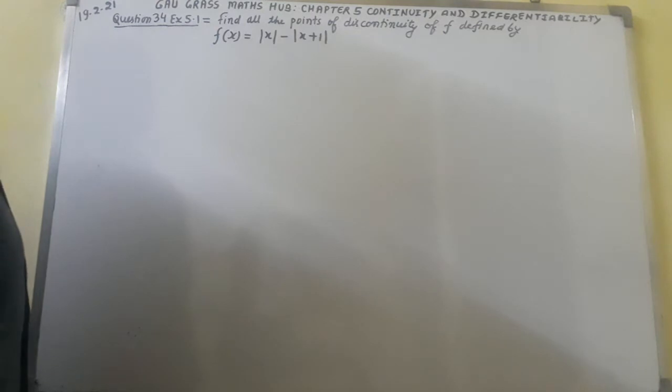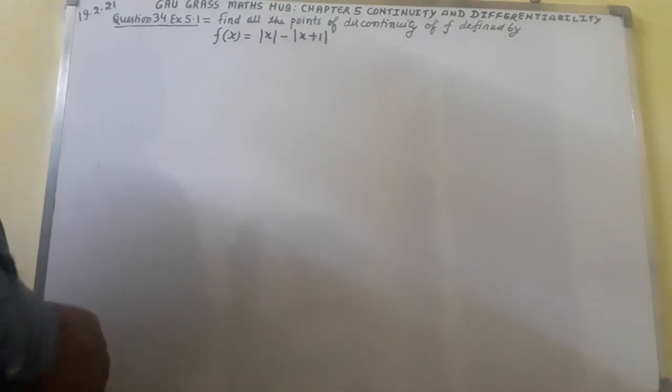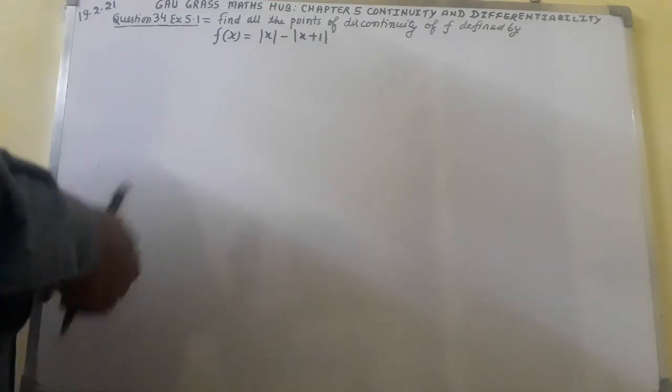I am going to discuss question number 34 that has been taken from exercise 5.1, chapter 5, continuity and differentiability. The question is, find all the points of discontinuity of f defined by f of x equal to mod x minus mod x plus 1. This is the question about which I am going to discuss here. Here I shall write the solution.